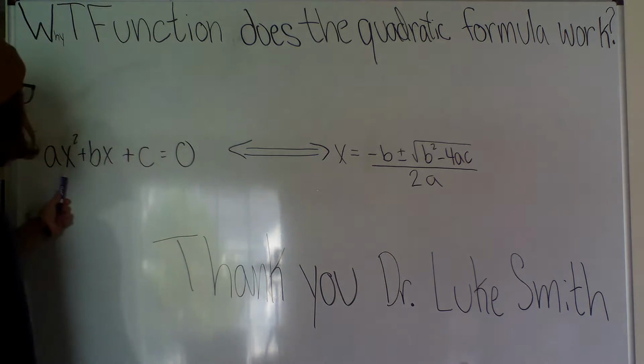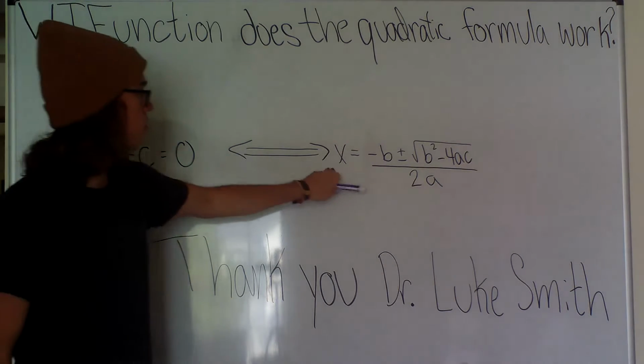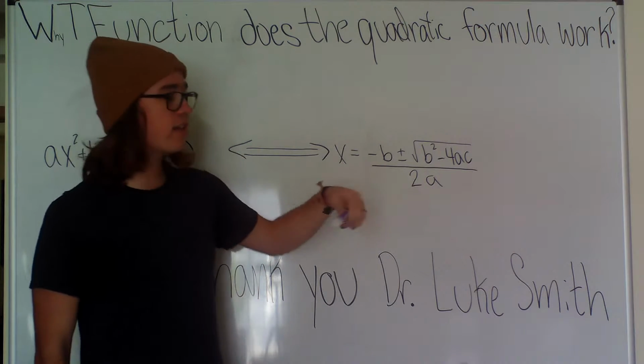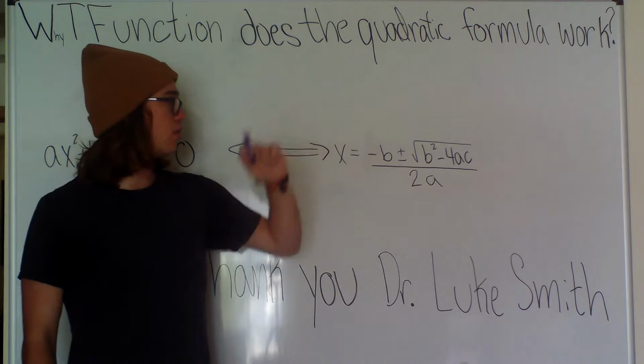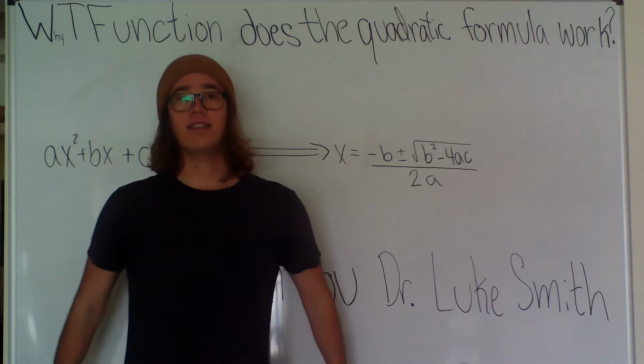So we're wondering, how do we go from ax squared plus bx plus c equals 0? How do we get our quadratic formula of x is equal to negative b plus or minus the square root of b squared minus 4ac all over 2a? So that's what we're doing today.